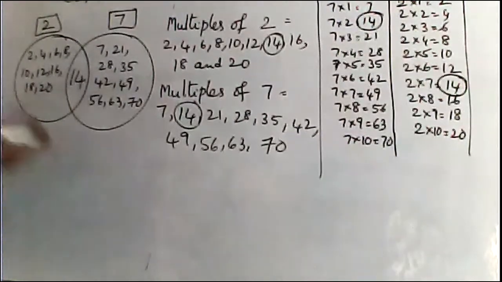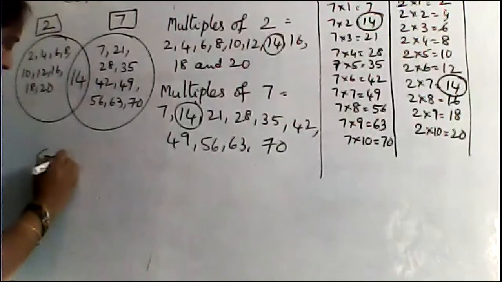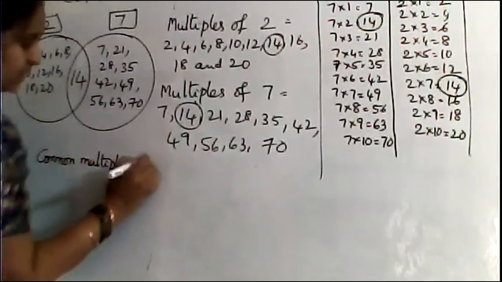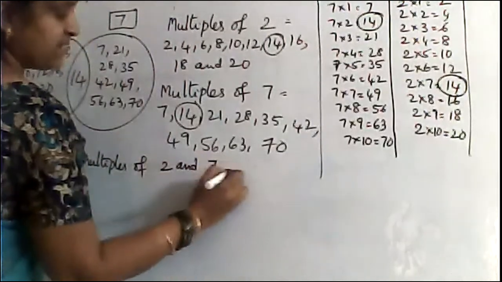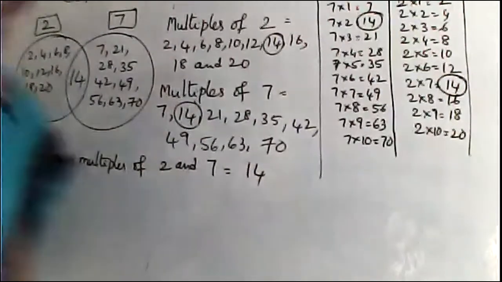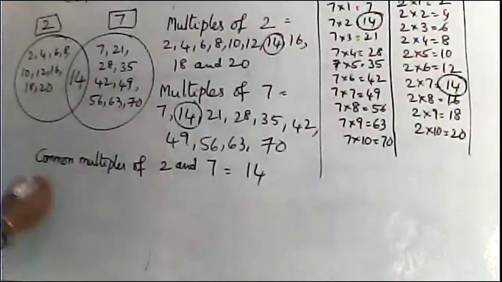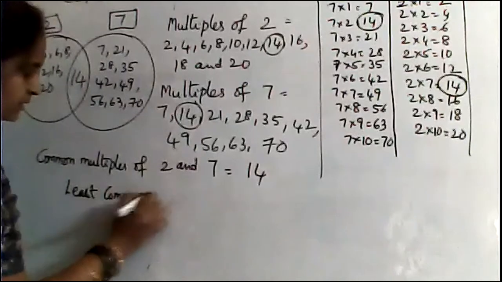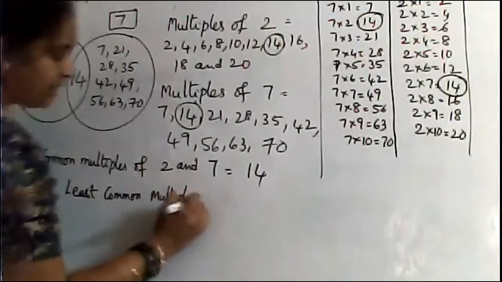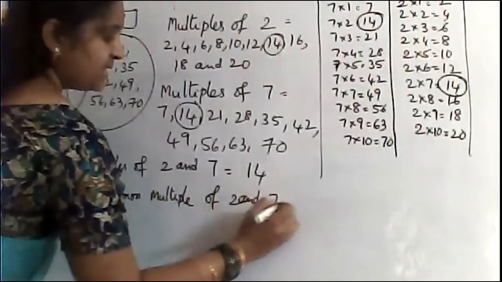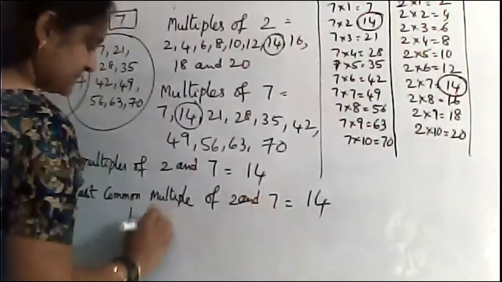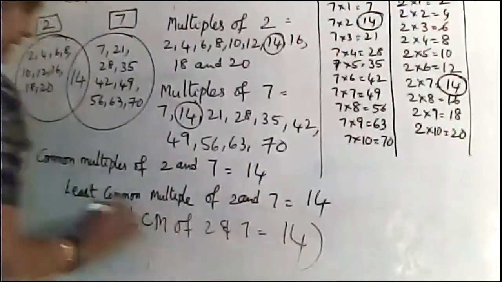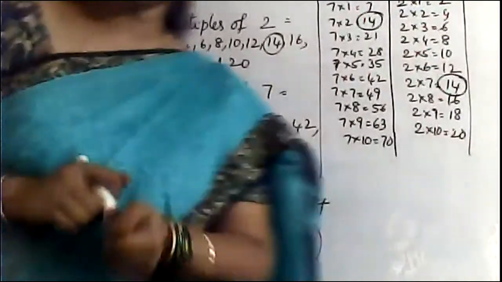Now, here what is the least common multiple? The common multiple of 2 and 7 is 14. We have only one multiple, so that is nothing but the least common multiple. The least common multiple of 2 and 7 is 14. Remember, the least common multiple and LCM both are the same.